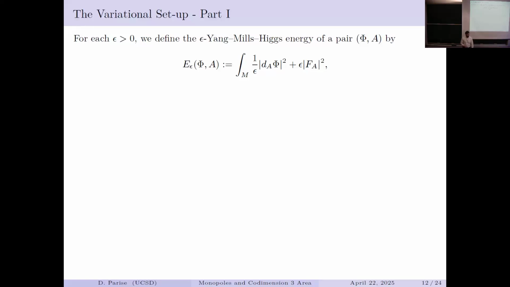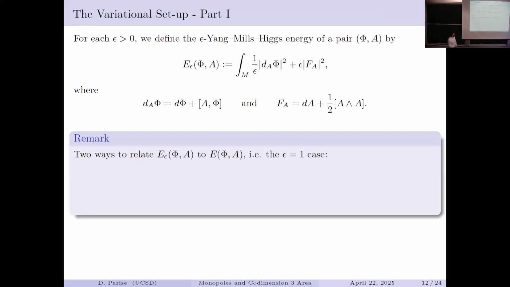The energy of a pair is the following energy, which is very similar to what we had before. There's the Dirichlet energy term plus the curvature of the connection, together with these two scalings in the front. And I'll explain where these two scalings come from. But as before, dA is this twisted exterior derivative, twisted by this A, and F_A is again the curvature of the connection. So the only difference with what I had before is that this is taken over a general manifold and that I have this scaling epsilon and 1 over epsilon.